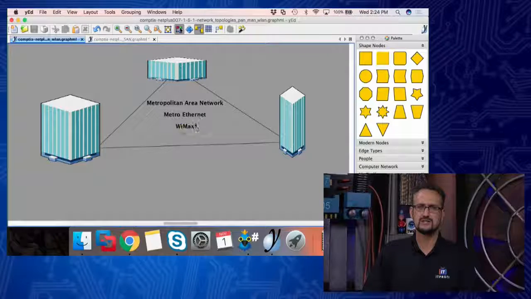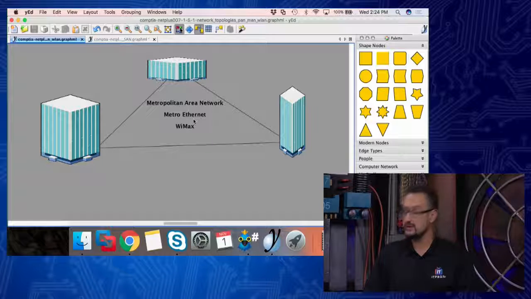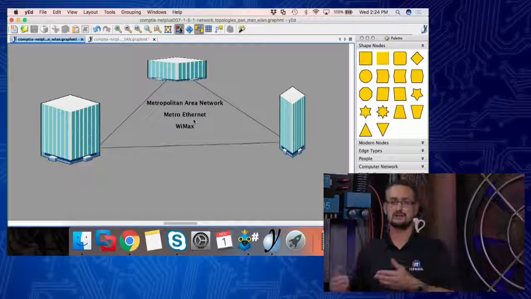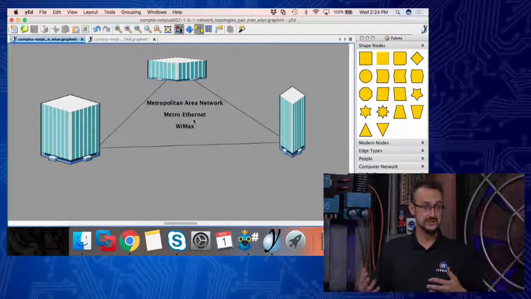Now, one of the other ones we need to be aware of is what is known as a MAN, a metropolitan area network. Think of the geographical coverage area as kind of like a city, if you will. That's why they call it a metropolitan area network. I've got an example of a couple of different technologies here. Nothing fancy as far as the diagram goes, but Metro Ethernet is one, because Metro Ethernet is a cheap implementation that ISPs can provide as a service to business users.